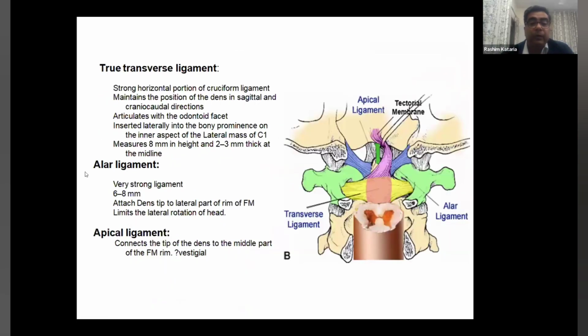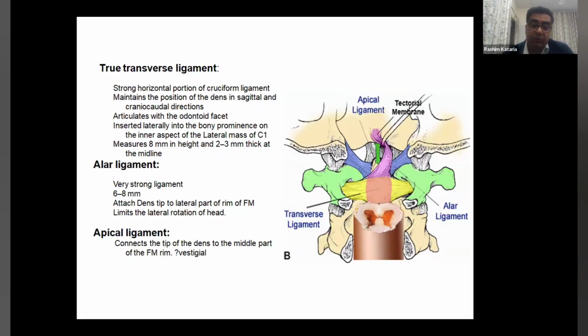Coming on to some important facts about the true transverse ligament. In the cruciform ligament, the horizontal part is called the true transverse ligament. It is a strong horizontal portion of the cruciform ligament. It maintains the position of the dens in sagittal and craniocaudal directions. It articulates with the odontoid facet, and it is inserted laterally into the bony prominences on the inner aspect of the lateral mass of C1. It measures 8 mm in height and 2 to 3 mm in thickness.